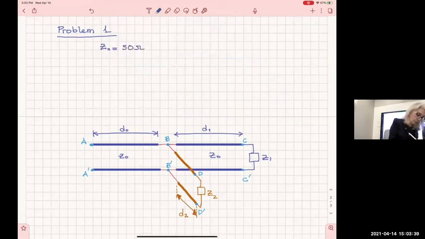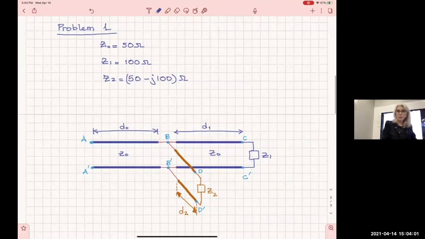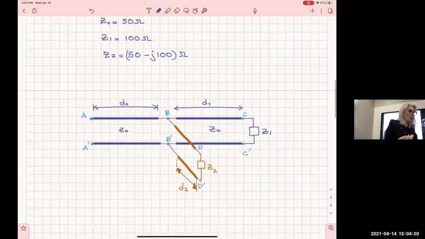I give you that Z1 is, let's say, 100 ohms. I give you that Z2 is 50 minus j100 ohms. Okay? And then I want you, yes?